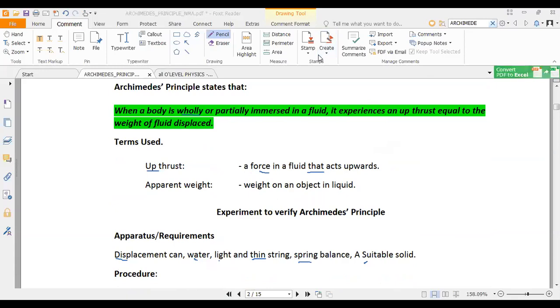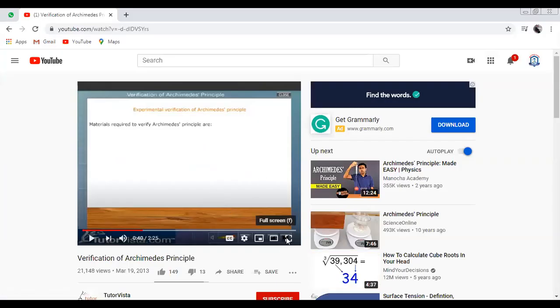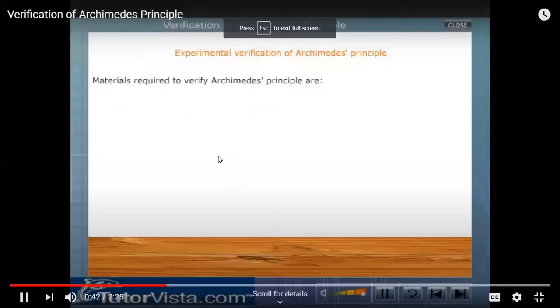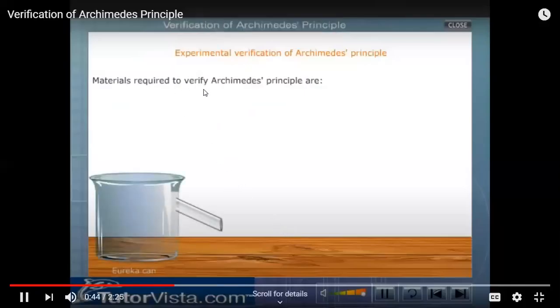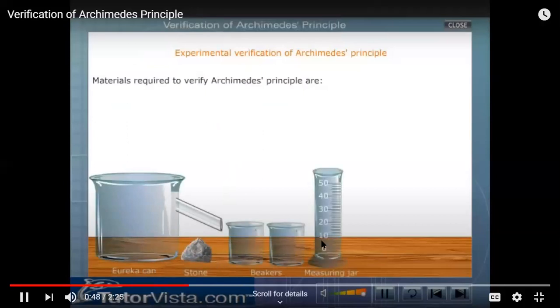Okay, so let us try to look at how this can be done. The materials that we require are Eureka can, stone, beaker, measuring jar, and spring balance. Those are the materials. So practically, this is how it can be done.